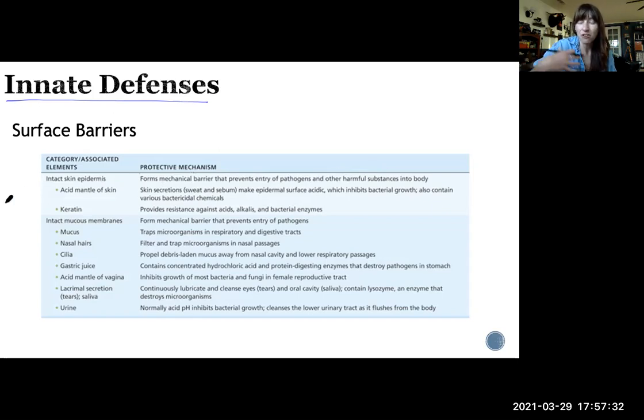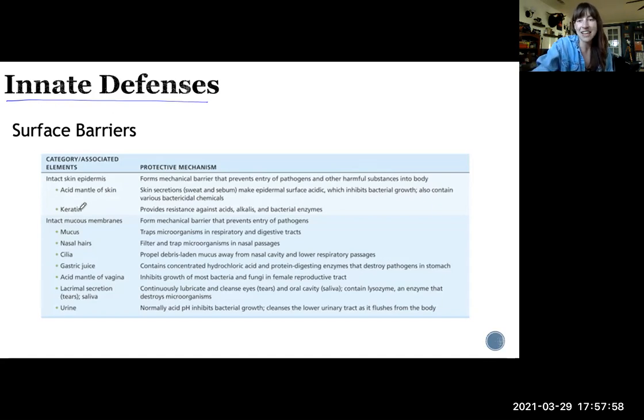In addition to that, it's also a chemical or has a chemical barrier built in. So the acid mantle of the skin is the chemical environment produced by the bacteria that live on your skin, and things like sweat, stuff that is constantly on the surface of healthy skin that creates an unpleasant or unlivable environment for bad pathogens, for bad bacteria, fungi, what have you.